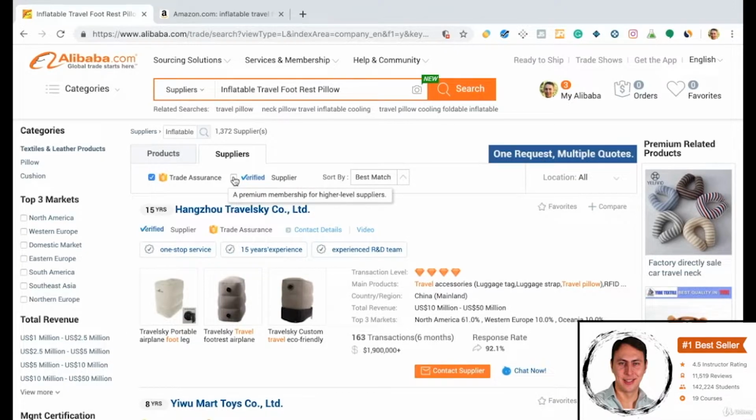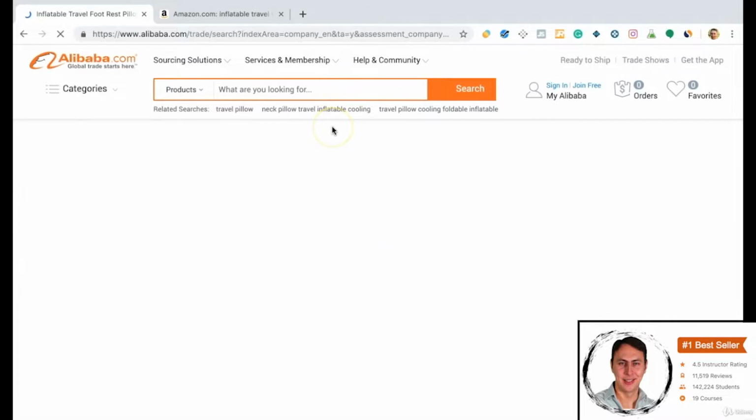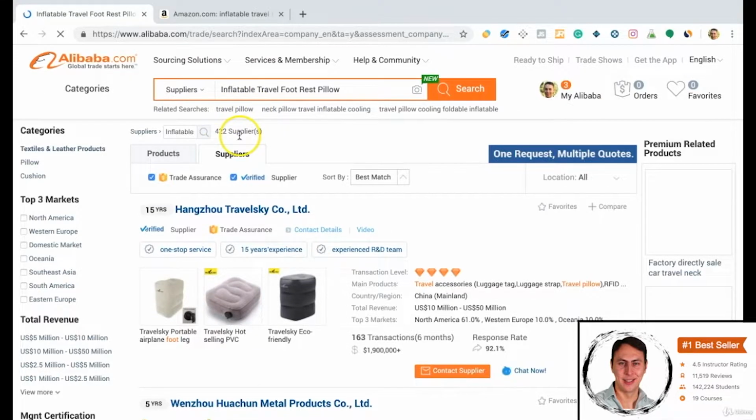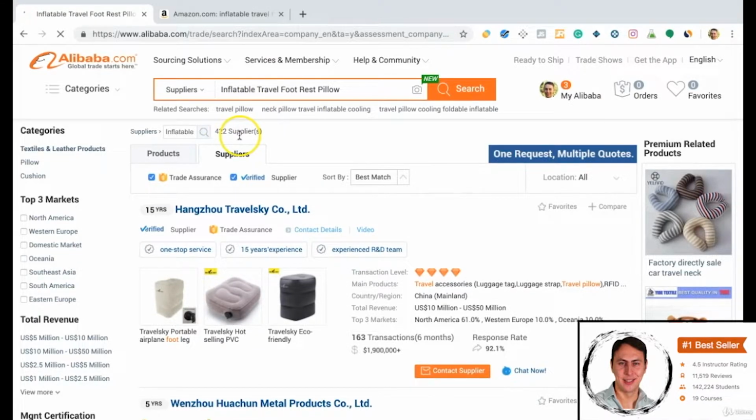Hence, I am marking the verified suppliers too. We dropped the number from 1372 to 422. We have 422 suppliers now. But are all of these suppliers producing the same product that we are asking for? This is a really important issue. From now on, we'll analyze in more detail.